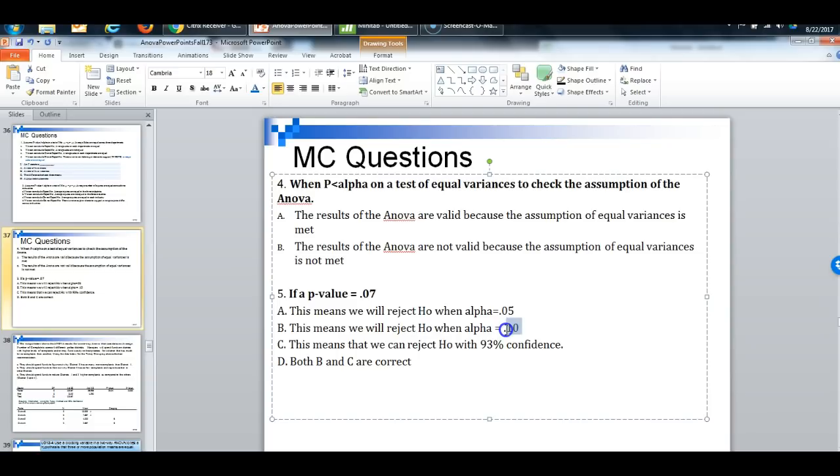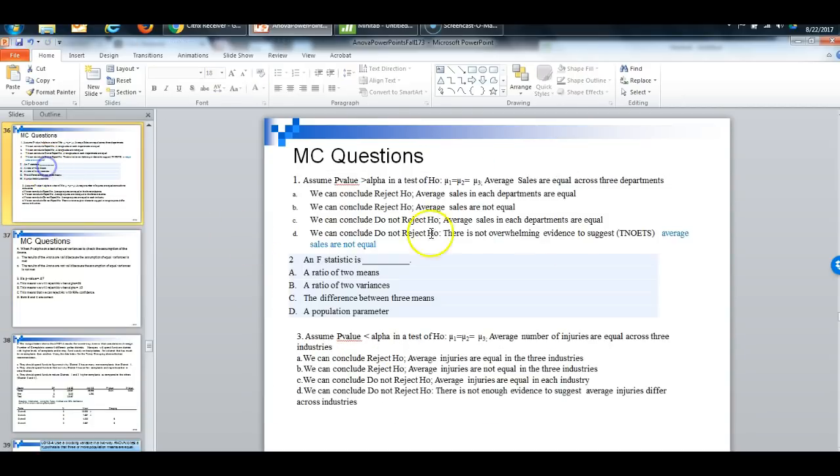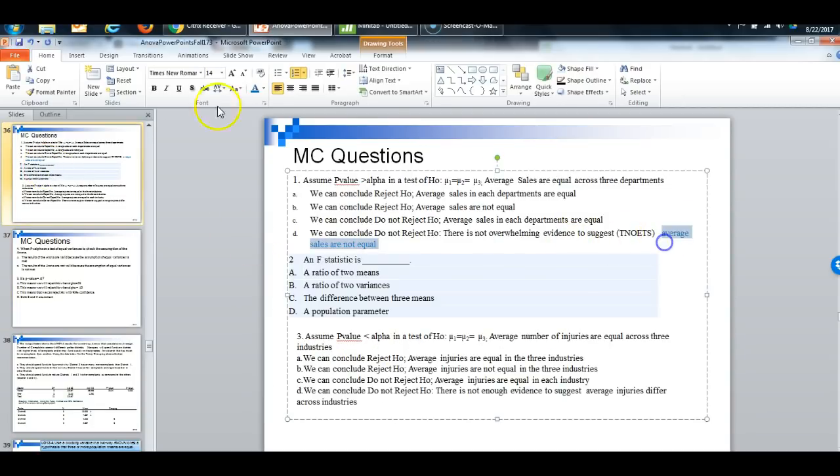If they're going to spend $1 million, they want to be 99% confident of their result. They don't want to just be 90% confident. All right, how about this one? This means that we can reject H naught with 93% confidence. Yes, 1 minus a p-value is the confidence with which you can reject H naught. So the answer is both B and C are correct.